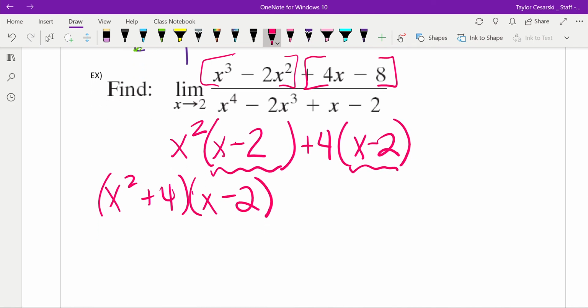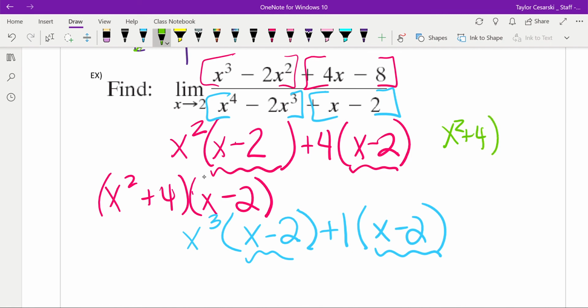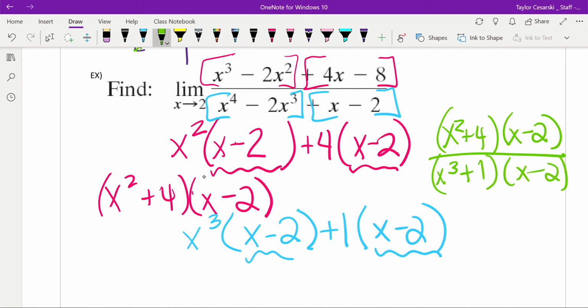Now we can do the same thing on the bottom. Okay, what's the GCF there? It's x cubed, and then we're left with x minus 2, okay, and then plus 1, x minus 2. Again we see x minus 2 as a factor, so I'm going to go ahead and write off to the side (x squared plus 4)(x minus 2) over (x cubed plus 1)(x minus 2).